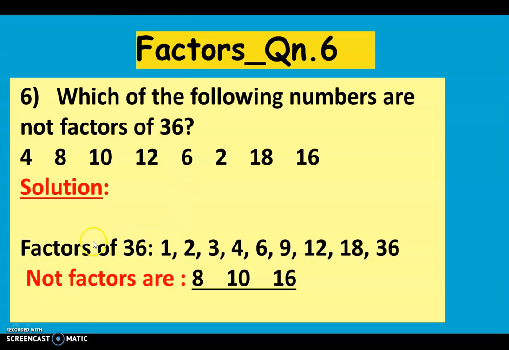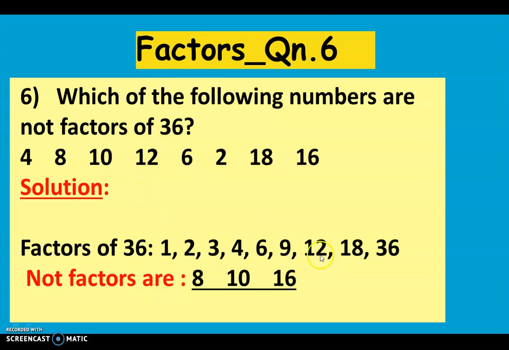Then, which of the following are not the factors of 36, they have asked. So what I'm doing, I'm writing all the factors of 36. These are all the factors of 36. Among these, I'm checking: 4 is there. Yes, 4 is there. 8, no, so 8 is not a factor. I'm writing it as an answer because they're asking for non-factors of 36.